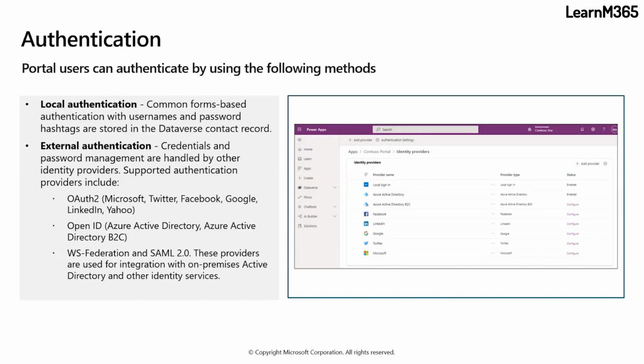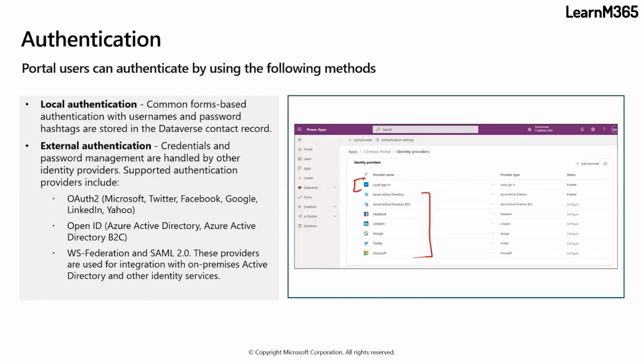So let me highlight this section. Here it is: local sign in, which is enabled by default. Otherwise, we have external authentication through an identity provider. These are all external authentication options, of which Azure AD is activated by default.